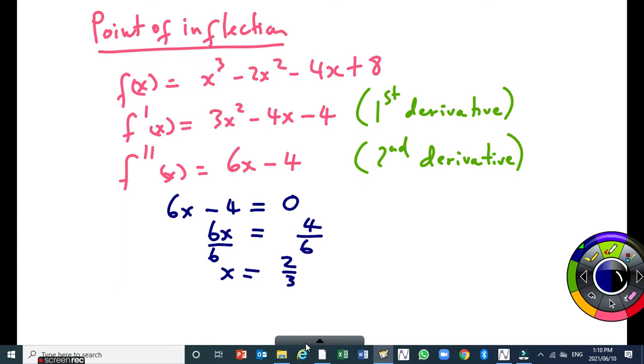Did you go over yesterday's lesson? The point of inflection, you get it if you find the second derivative and you equate it to 0, then you solve for x. Then that x value you substitute into the original function.